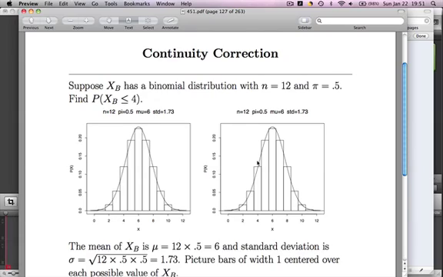Now let's actually find some probabilities. So let's take a very small problem. Let's say that we have a binomial distribution with an n of 12, and pi is exactly 0.5. So maybe we flip a coin 12 times, and this is a fair coin, so pi is 0.5. Now, suppose we wish to evaluate the chance that xb was less than 4.